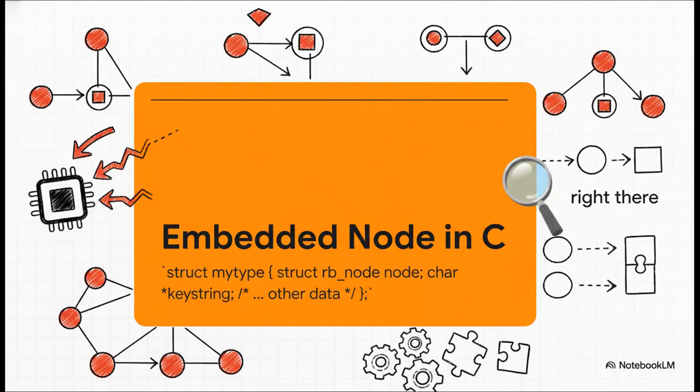And here's what that actually looks like in a bit of C code. See that? The RB node is just another member of the struct right alongside the actual data. It's not a pointer to something off in the distance, it's baked right in. This means when the kernel is zipping through the tree, all the information it needs is right there, together. That's a massive performance win.